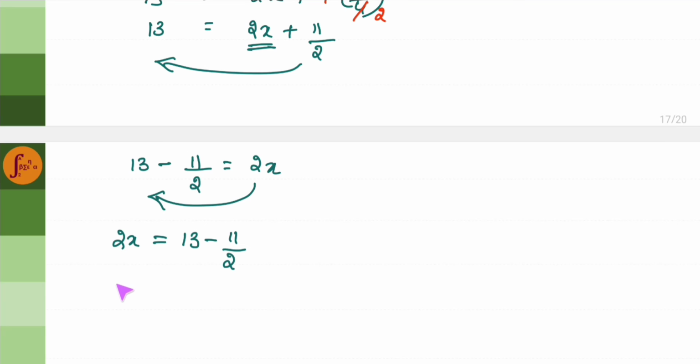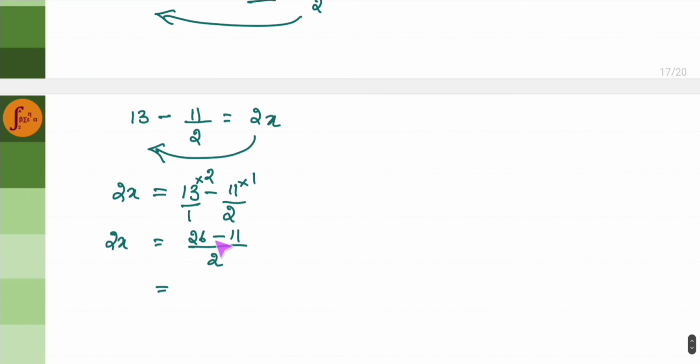2x is equal to 13 minus 11 by 2. We'll solve this. 2 becomes the LCM. This will go 2 times. This will go 1 time. 26 minus 11 is 15 by 2. So 2x is 15 by 2.